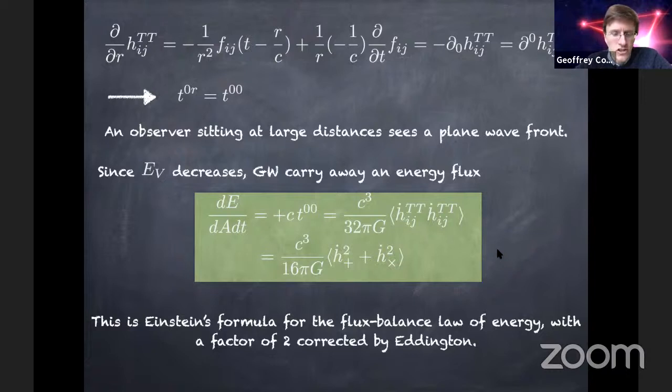So this is the energy flux per unit area due to the two polarizations of gravitational waves. It's a very neat formula because you find just this h plus and h cross squared. So that was obtained by Einstein, but then it was corrected by Eddington because there was a wrong factor of two.